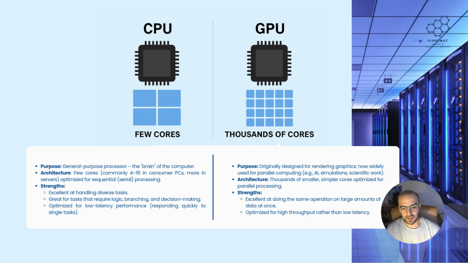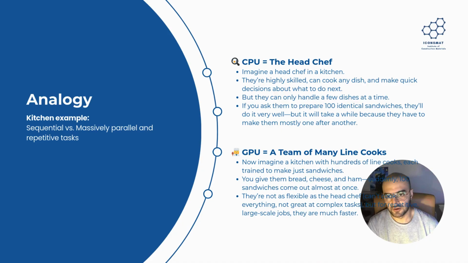So we have a really interesting analogy. We call it the kitchen example, to compare sequential versus massively parallel and repetitive tasks. A CPU is a head chef in a restaurant. Imagine a head chef in a kitchen. They are highly skilled and can cook any dish and make quick decisions about what to do next, but they can only handle a few dishes at a time.